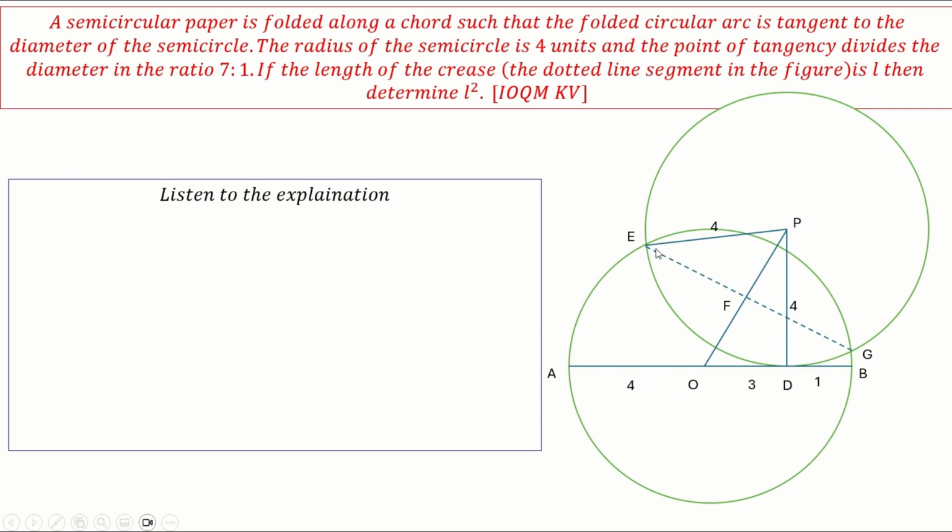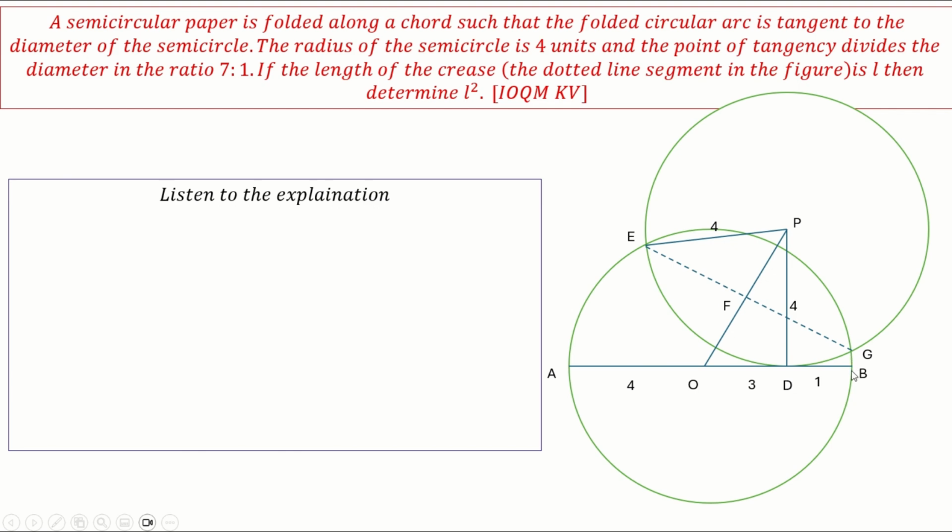And I have folded this paper along this dotted line. So this bottom arc is exactly the mirror image of the top arc here. Both are exactly mirror images of each other. Now another circle is drawn with this arc, which is tangent to the diameter here at point D. Tangent to the diameter at point D. So the G here, where the two circles are meeting, need not be B.